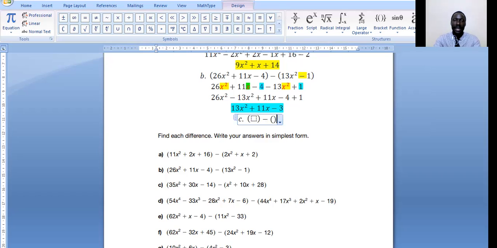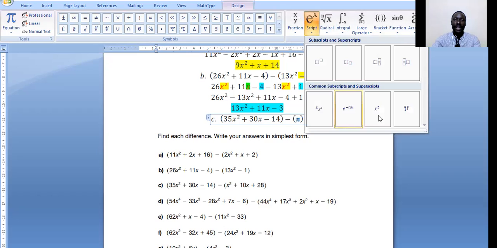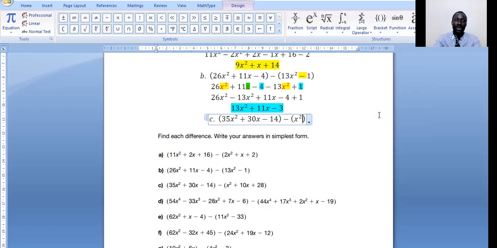Now, moving on to C, what we are going to have is, we will have to subtract these quantities here. And what are they? Well, inside the first bracket, we have 35x squared, then we also have 30x, then we have minus 14. Then in the second bracket, we have x squared, then we also have 10x, and finally, we have 28.